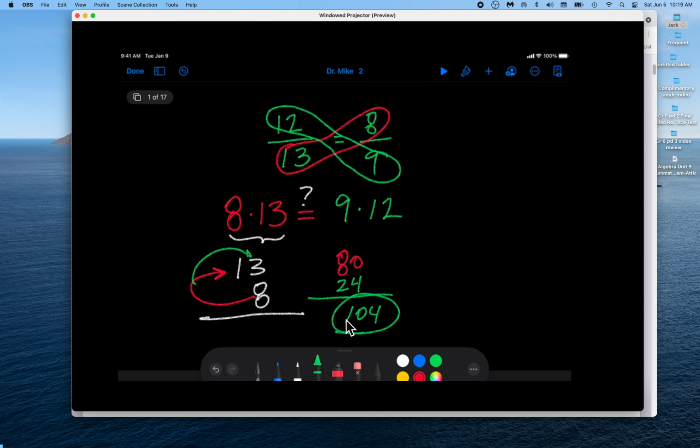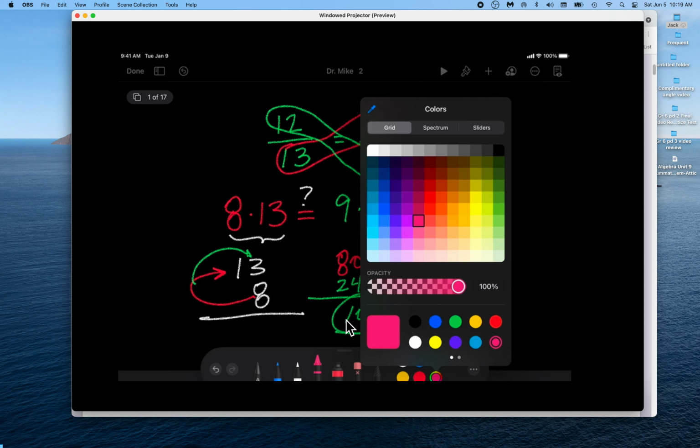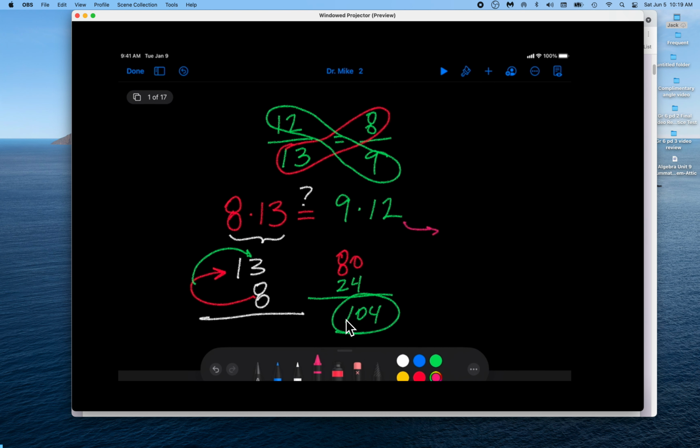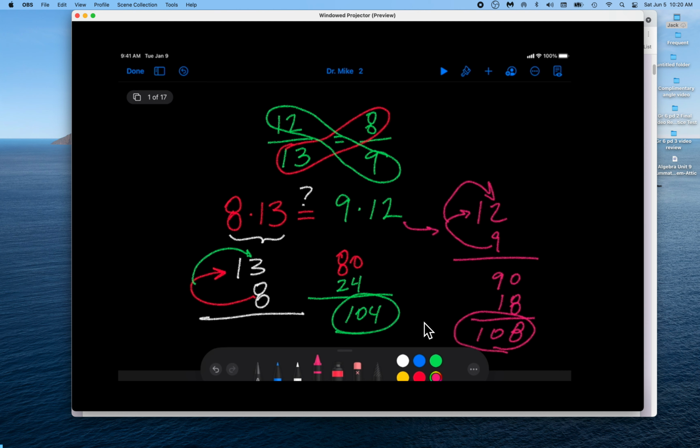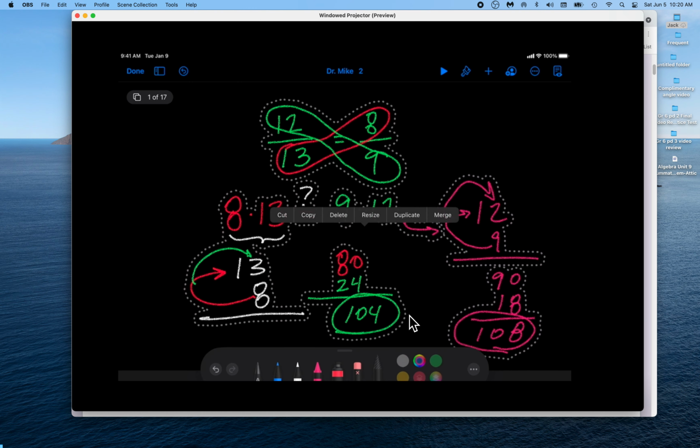Okay, let's do the same thing with the 9 times 12. I'm going to do that over here in a different color. So I would do 9 times 12 like this. I would say 9 times 10 is 90, and then 9 times 2 is 18. And indeed, they are not the same. So because 104 is not the same as 108, these are not proportional. Okay, let's move on to the next one.